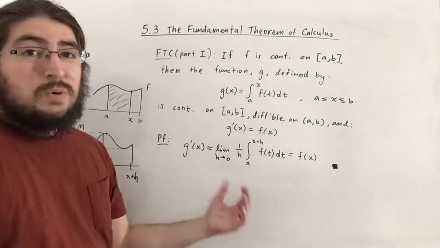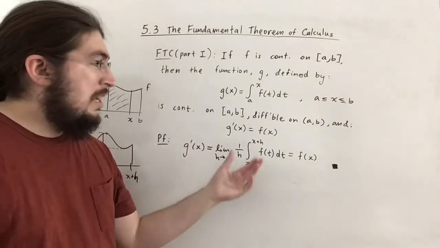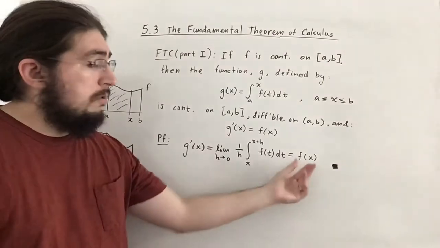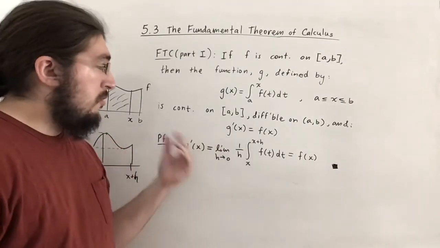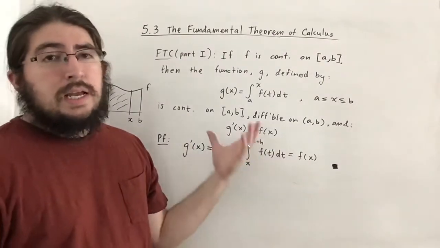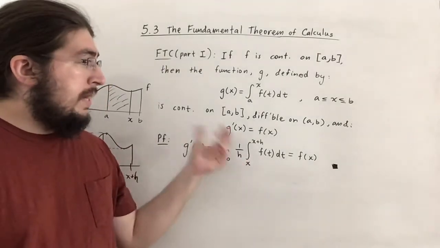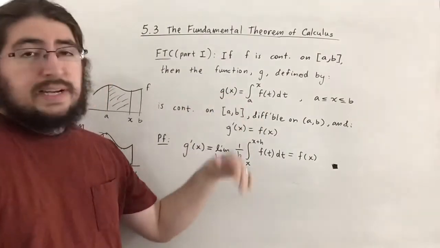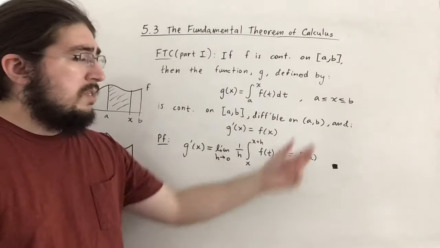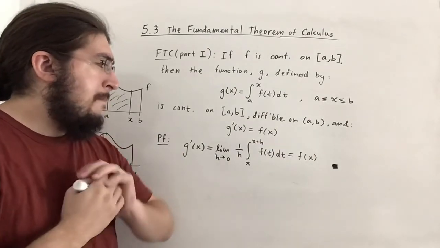All right, so by the squeeze theorem and a bunch of other funny things, we ended up getting that this integral is actually equal to f of x. That completes the proof. We showed that g prime of x is equal to f of x. In other words, its limit exists, meaning that it's differentiable. The function g of x, as it's defined here, is differentiable in the open interval a to b.